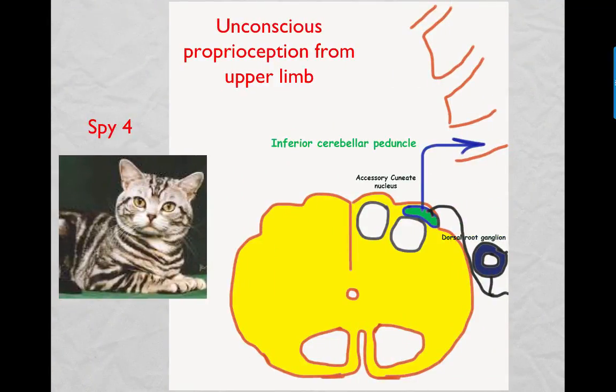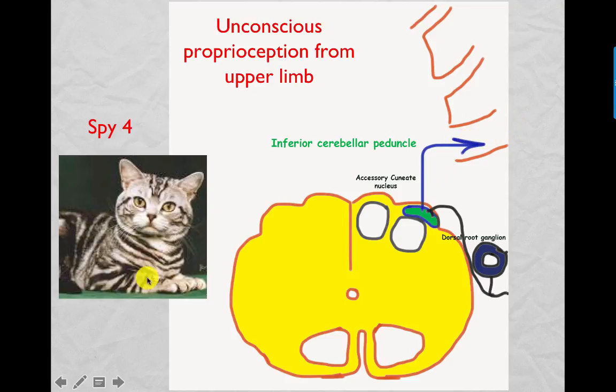Now, the fourth one is the tract carrying the proprioception from the upper limb. Here also the larger cells in the dorsal root ganglia will give impulses that will pass in branches that ascend in the spinal cord till the closed medulla to reach a nucleus very close to the cuneate nucleus called the accessory cuneate. It gives these impulses from the upper limb to reach this accessory cuneate nucleus, and then the accessory cuneate nucleus will give the impulses to the inferior cerebellar peduncle to reach the cerebellum.